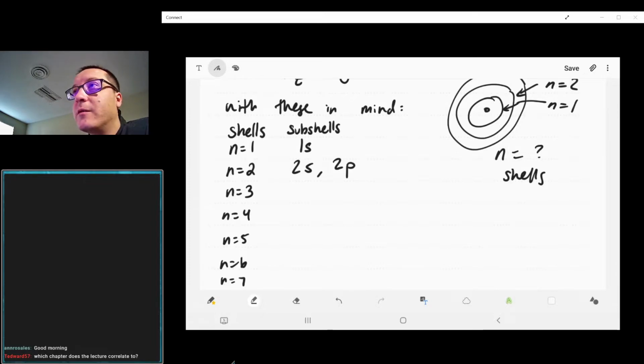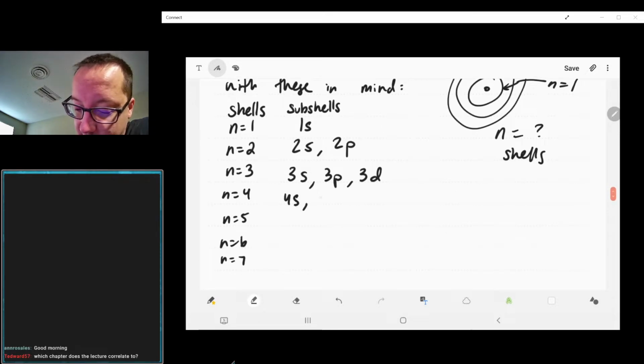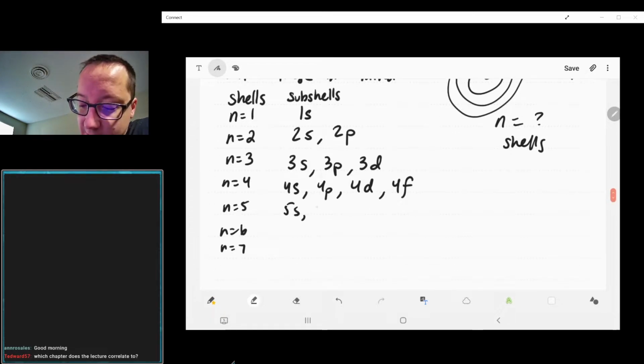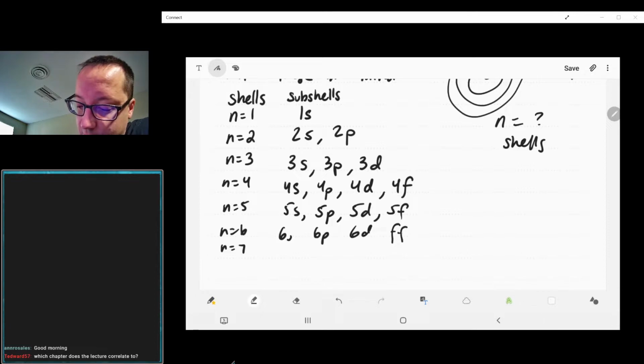P subshell, rather. And if we keep going, we're going to just be adding on more and more various subshells until we get to 4. That's going to kind of be the end there. At level 4, we start introducing the F one. And after that, everything else is just the same. We don't go above F. 5D, 5F, 6P, 6D, 6F.